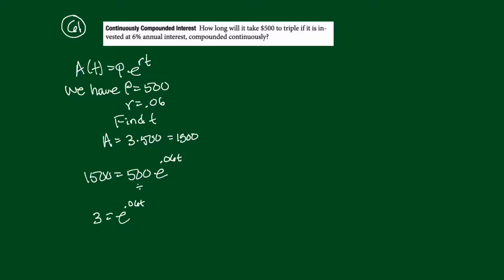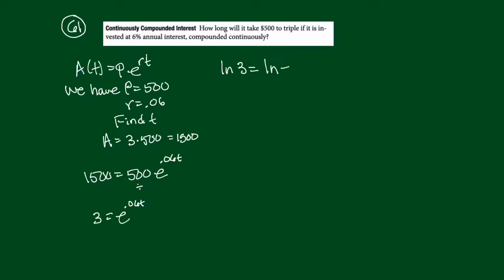Now, t is in the exponent, so this makes this an exponential equation. Let's solve the exponential equation by taking logs. The base is e, so I'm going to take natural logs of each side. So let's take natural log of 3. Now I'll go ahead and write it this time, but you don't really have to do this.